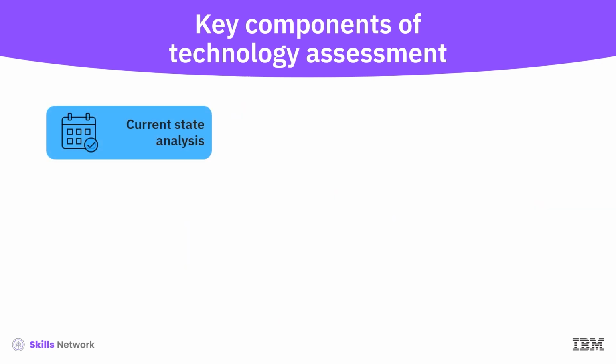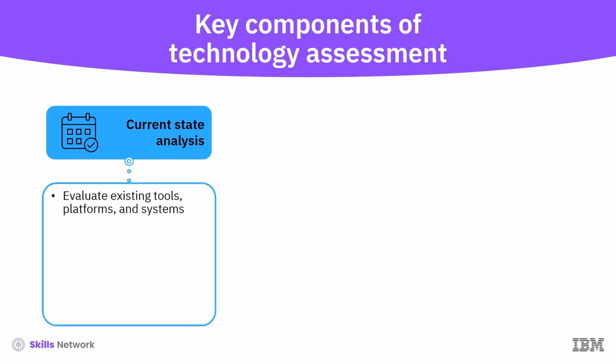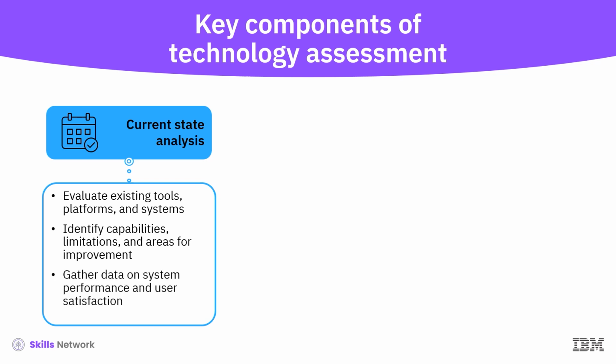First, the process begins with analyzing the organization's current technology infrastructure. This involves evaluating existing tools, platforms, and systems to determine their capabilities, limitations, and areas for improvement. Business analysts should collaborate with IT teams to collect data on system performance, user satisfaction, and compatibility with emerging technologies.